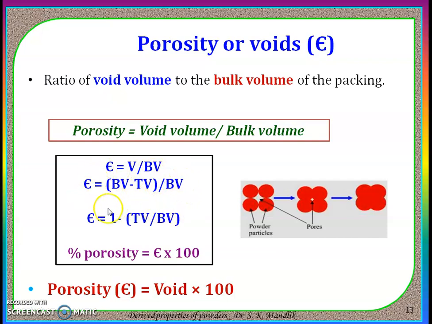We can rearrange this equation. The porosity, that is epsilon, is equal to 1 minus tapped volume divided by bulk volume. Porosity is always expressed in terms of percentage. So if you multiply this formula with 100, you will get the percentage porosity. So percentage porosity is nothing but this into 100.